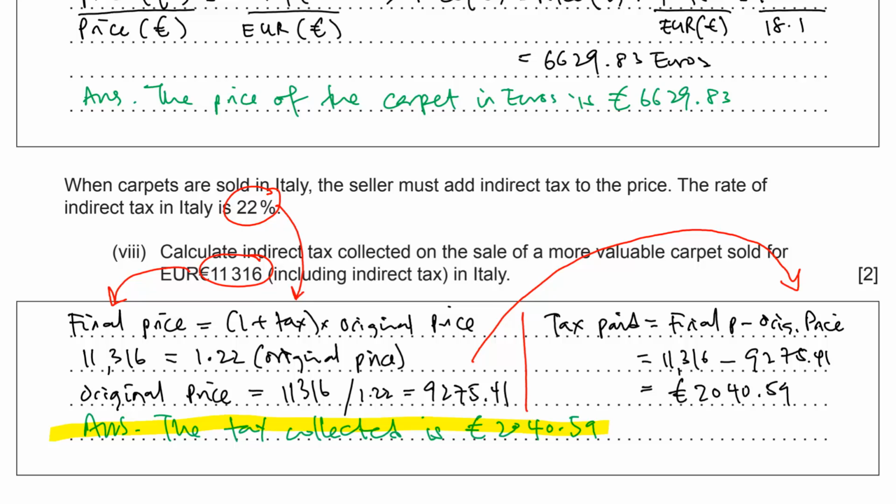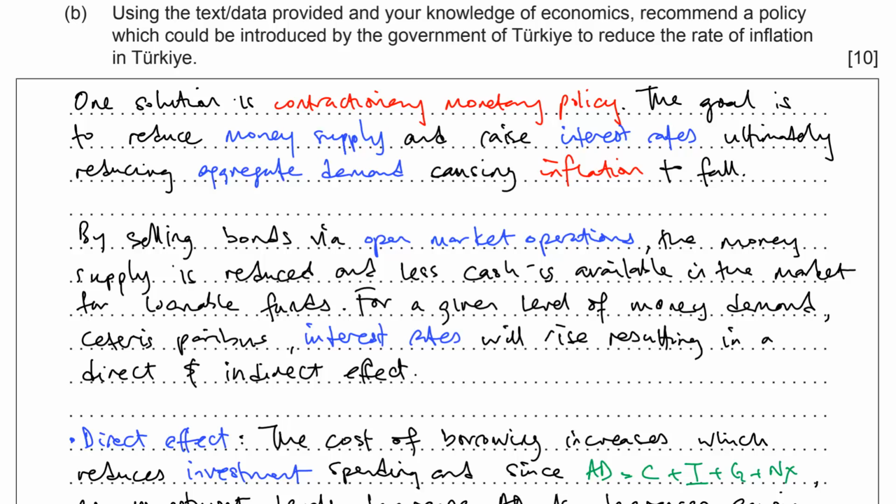Let's move on to the next and I think final part. The final part of this question, part B, is asking us to use the text/data provided and your knowledge of economics to recommend a policy which could be introduced by the government of Turkey to reduce the rate of inflation in Turkey. Remember, we talked about that inflation problem in one of the earlier bits of this question, where we see that Turkey's got high inflation, and rather than raise interest rates, they reduced interest rates, and that was a policy of concern because that could actually fuel inflation.